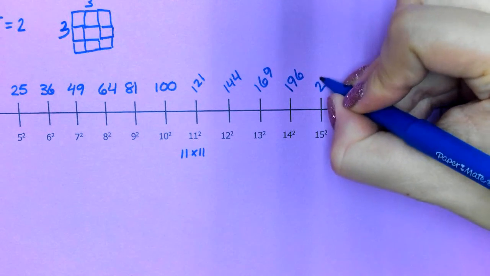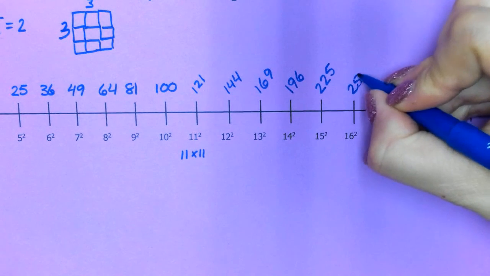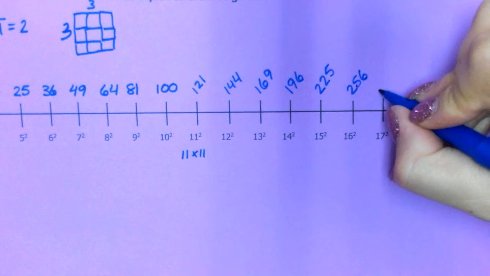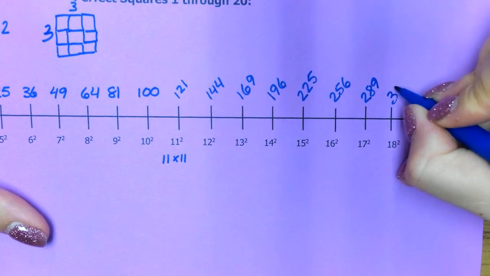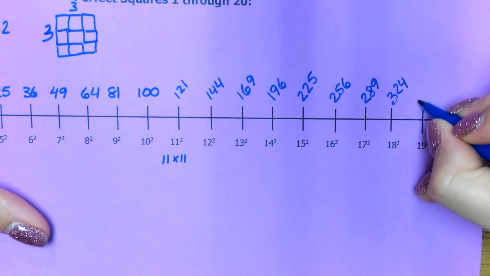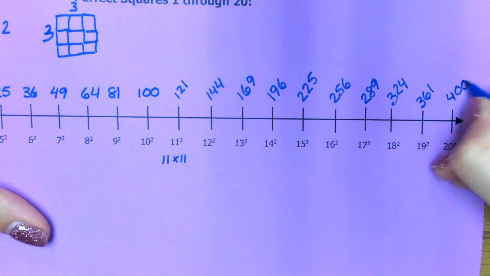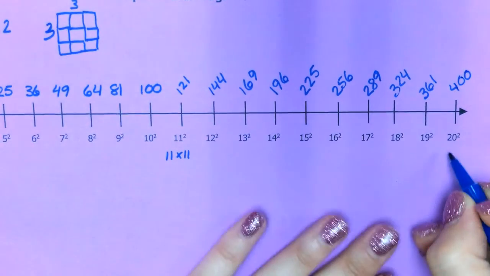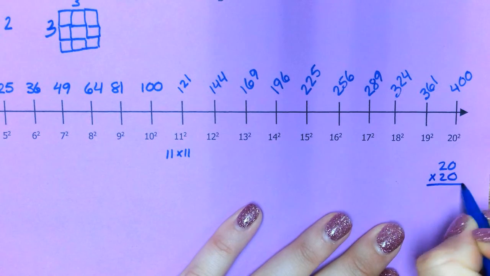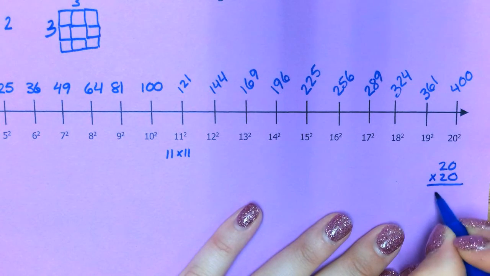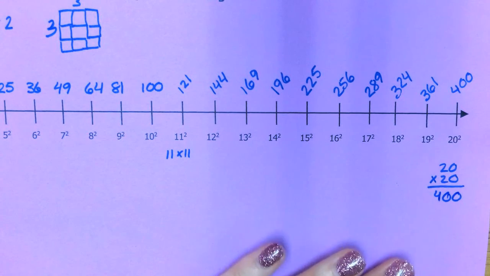15 by 15 is 225. 16 times 16 is 256. 17 squared is 289. 18 squared is 324. 19 squared is 361. And finally 20 squared is 400. And this should be one that you should know too, because if I think of 20 times 20, I know 2 times 2 is 4 and add those 2 zeros. So that easily gives me 400.